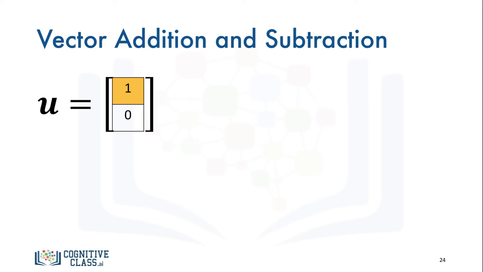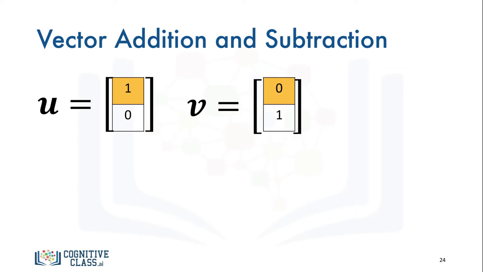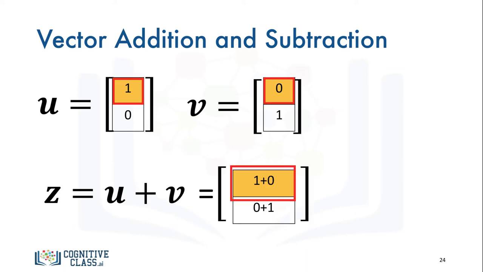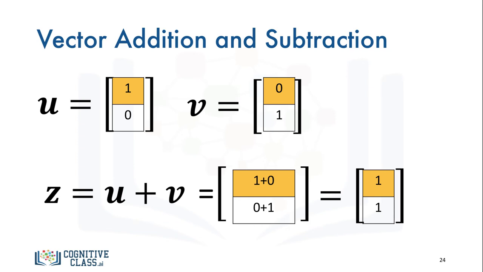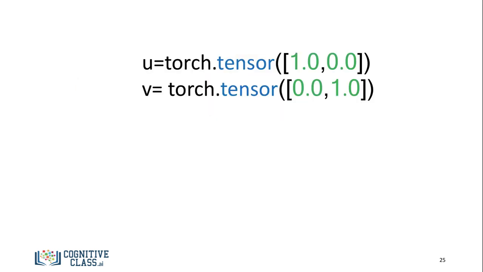Consider the vector u with two elements or components. The components are distinguished by different colors. Similarly, consider the vector v with two components. In vector addition, we create a new vector, in this case z. The first component of z is the addition of the first component of u and v, respectively. Similarly, the second component is the sum of the second component of u and the second component of v. The new vector z is now a linear combination of the vector u and v. We can also perform vector addition with one line of PyTorch code.